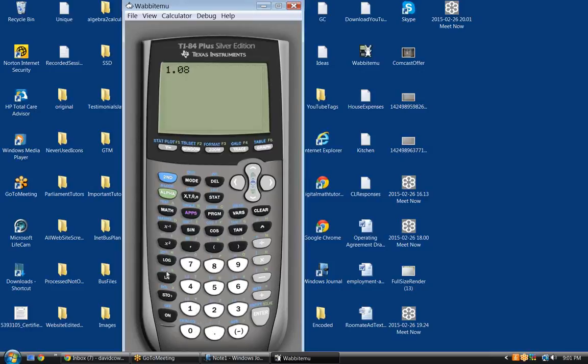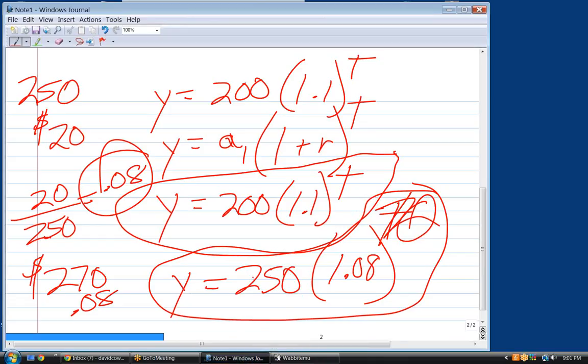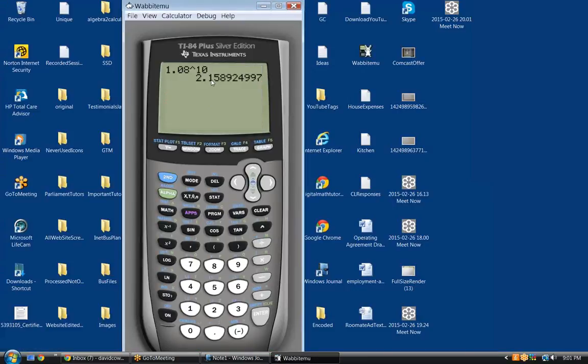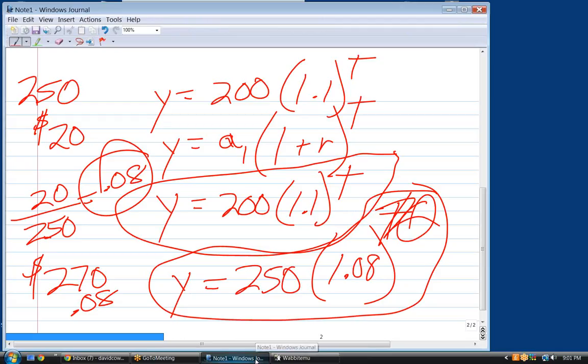1.08 raised to the 10th power is going to be a big number. Well, not that big, 2.15, which means in this case more than double. In other words, at 8% per year, you more than double your starting amount. It's times 2.15. So your $250 would turn into 500 and change. $500? More than 500. 500 and change if you left it in there for 10 years. And you earned exactly 8% every year.